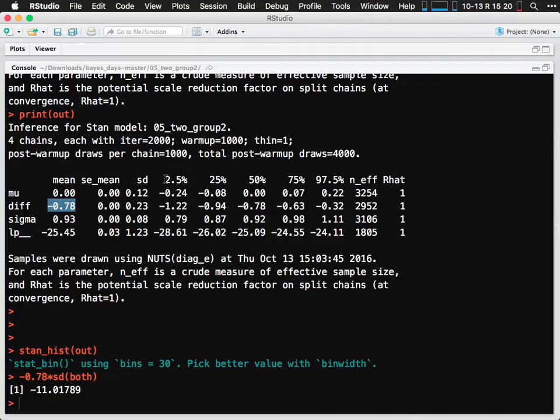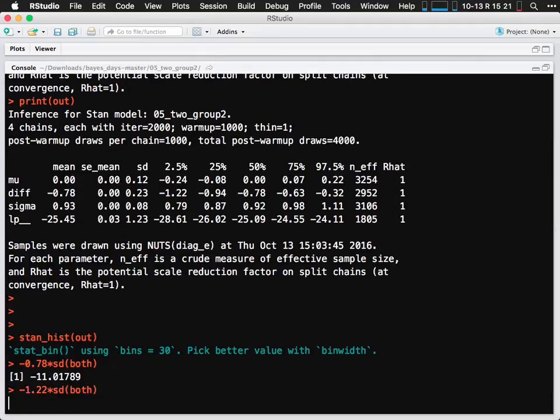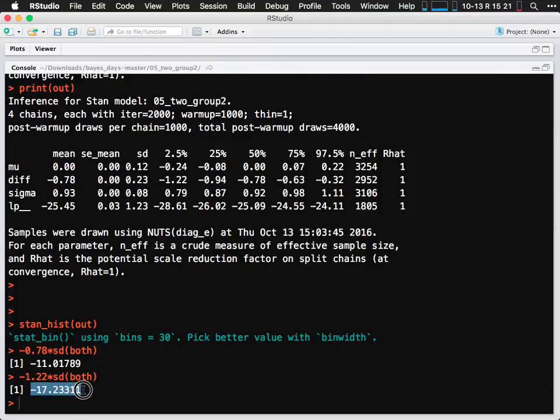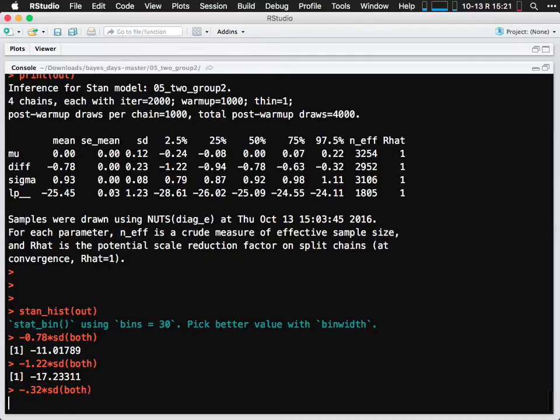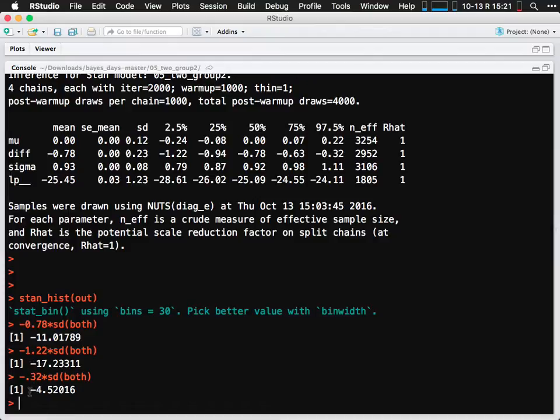So if I wanted to find out what this 2.5 percentile actually is in raw values, I'd say negative 1.22 times the SD of both. And that gets you, it goes from negative 17 as the lower end of the 95% credible interval up to negative 0.32 times the SD of both. So negative 17 to negative 4.